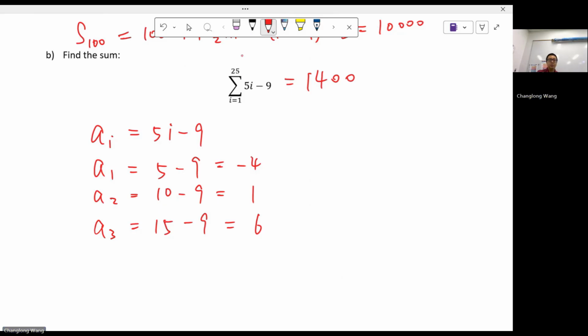So now, how about we try Gauss's formula, since it's arithmetic? Because we have a sub 1. So what do you think will be a sub 25? Because you're going to add up 25 terms. How would you get it? It's 25.